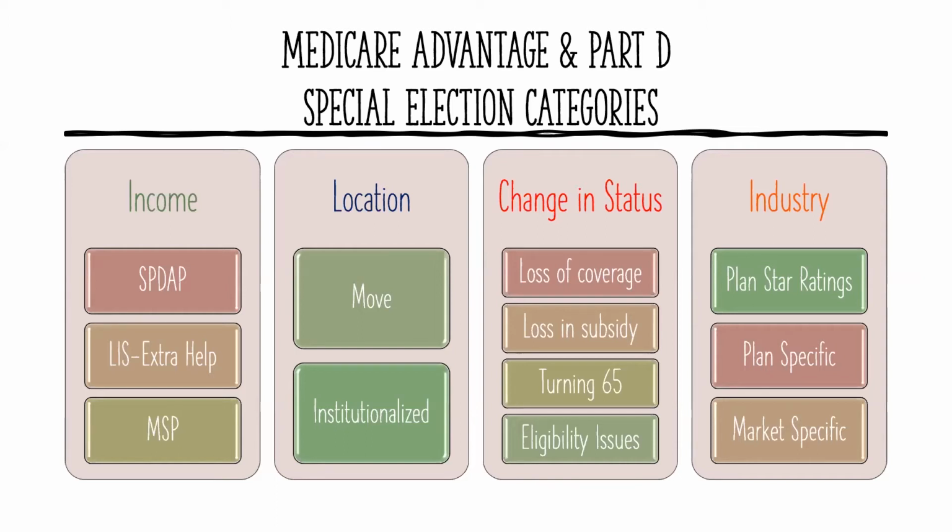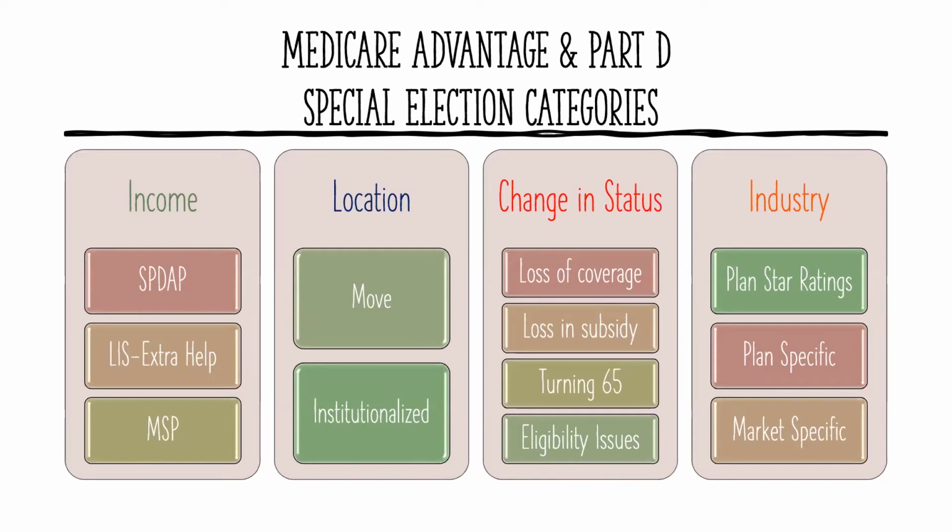Okay. Change of status. Again, large classification, loss of coverage. There's a lot of different ways they can lose coverage. Retirement. They didn't pay their Part B. There's a lot of different things. But the bottom line is, if I'm talking to someone and they say they lost coverage, ding, ding, ding, potentially there's an opportunity for a special election.